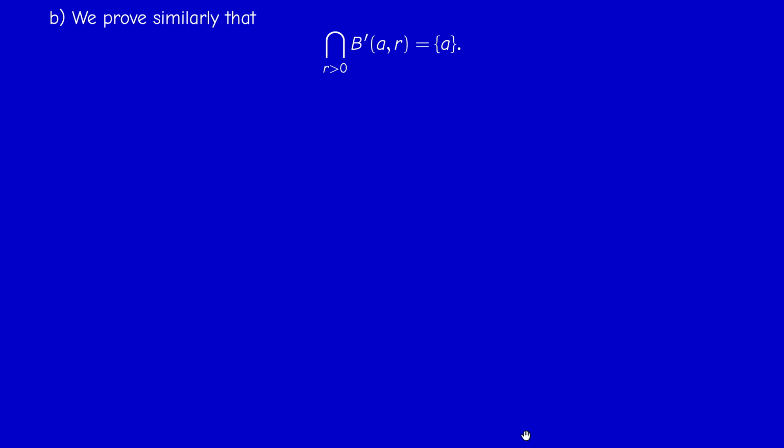And now we prove similarly that the intersection of all closed balls of center A is also reduced to the center. So same proof, actually. Instead of less, we have less or equal. So it doesn't change anything.